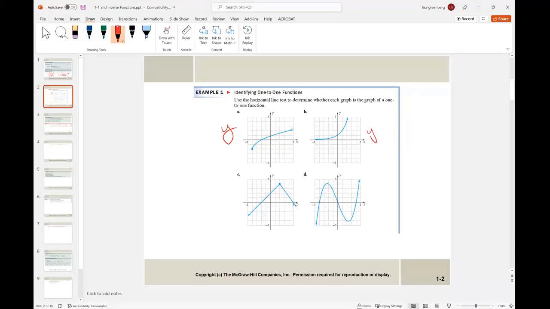How about C? No. C does not. We can see that pretty much anywhere I put a horizontal line, I'm going to go through two points. And for D as well, right? This would not pass the horizontal line test. Perfect.